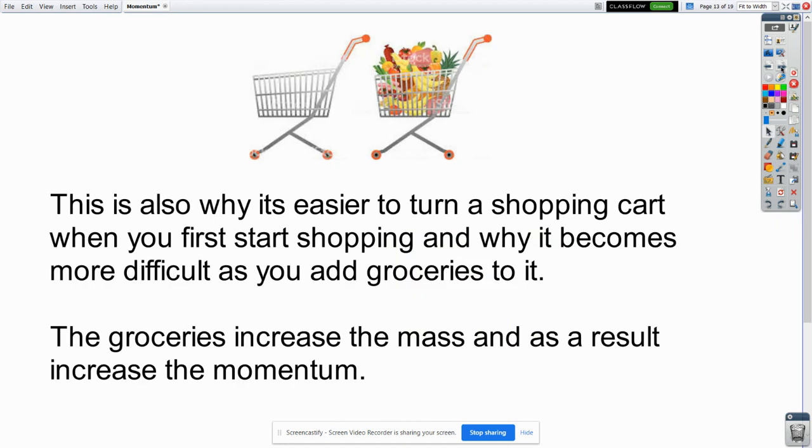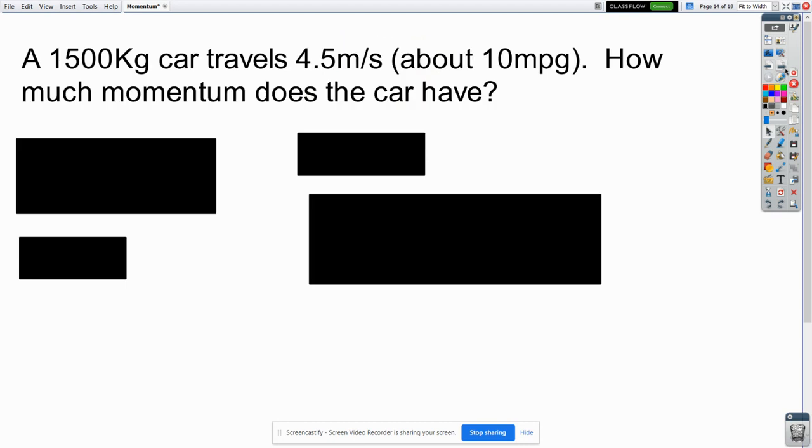It's also easier why when you're shopping for groceries, it's much easier to turn the shopping cart at the end of the aisle when you first start shopping than it is when you're done. When you first start shopping, the shopping cart is empty. And if the shopping cart is empty, it has low mass. Low mass means low momentum. Low momentum means it's easy to turn. But once you've loaded it up with all these groceries, you've increased the mass of the shopping cart tremendously. And because you increase the mass tremendously, you increase its momentum tremendously, making it much harder to turn at the end of the aisle when it's full. So again, good examples to help you remember that relationship.